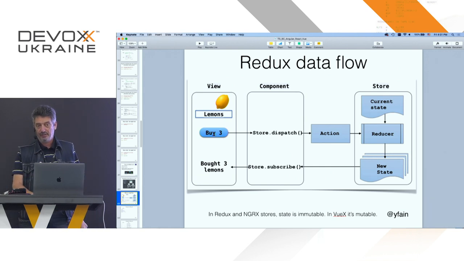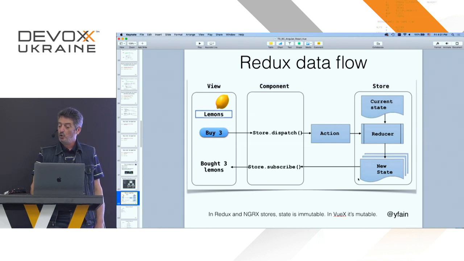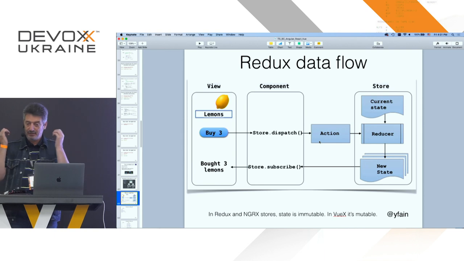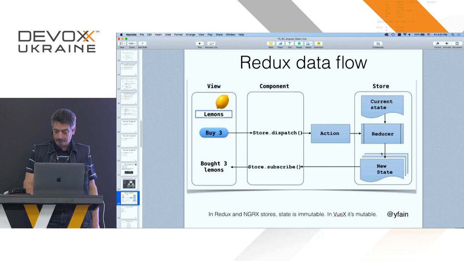Click on the button would not change the counter of lemons. It would dispatch an action. In this case, we have a store, a global store somewhere. We say on the store, dispatch an action. Which action? Buy lemons. And the action may have a so-called payload. Payload would be three in this case. As the action is buy lemon, how many? Three.